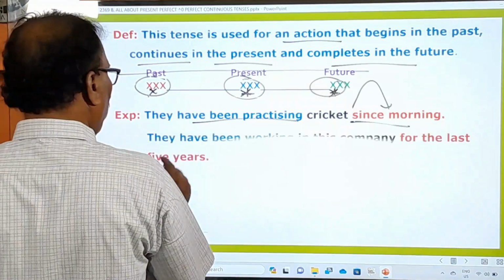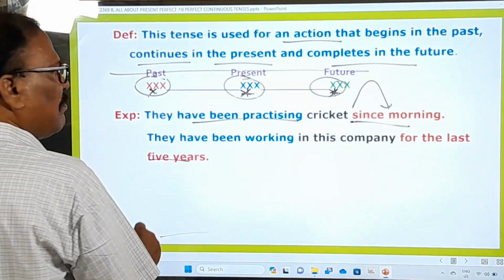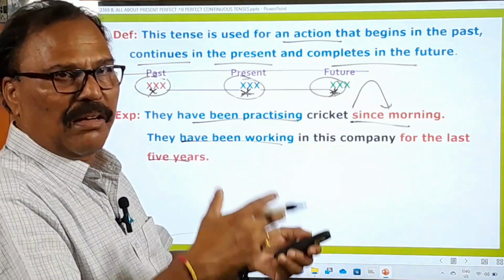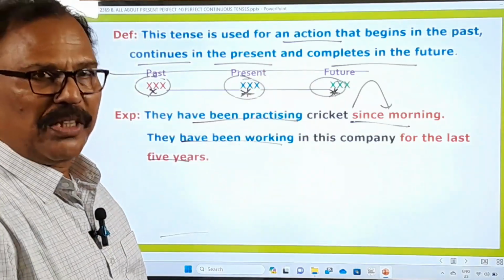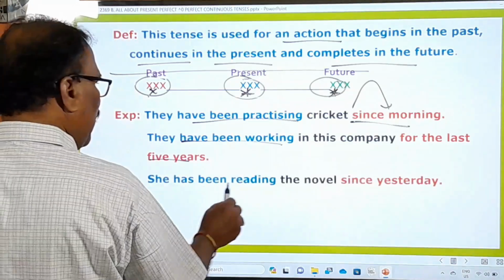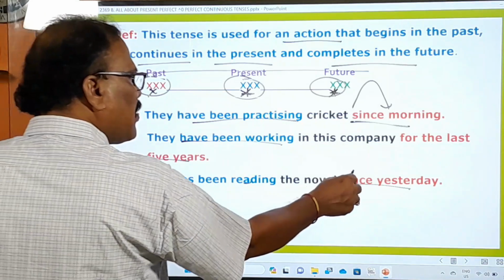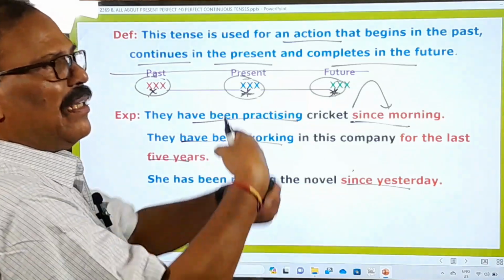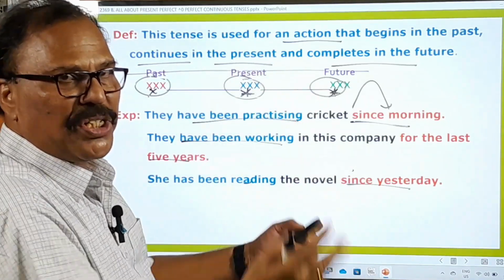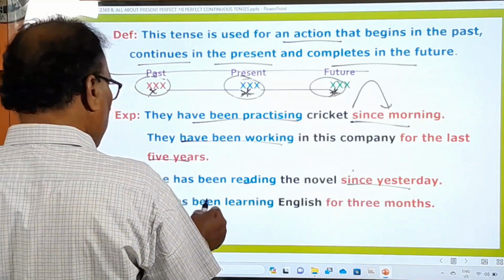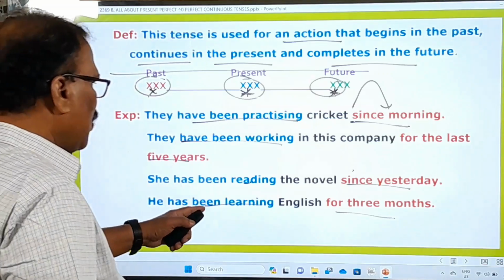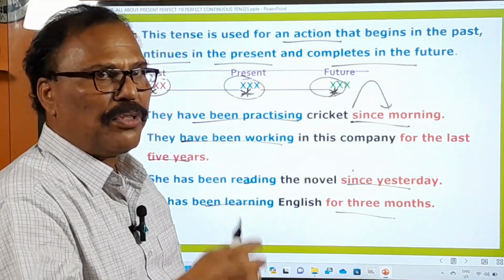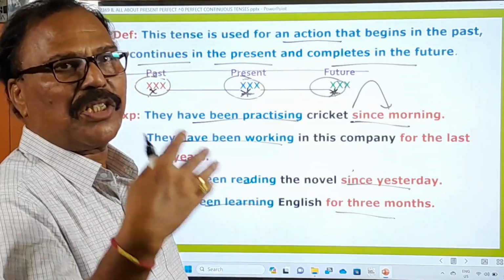That's the Telugu. They have been working in this company for the last 5 years. They started working in this company 5 years ago, and they are still working in this company, and in the future also they are going to work. And here, she has been reading the novel since yesterday. She started reading the novel yesterday and has been continuing since. Now also she is reading, and in the future how long she will read that novel and finish, we don't know. And the last example: he has been learning English for 3 months. He started learning English 3 months ago, and now at the moment he is learning English, and in the future how long he will learn English and complete that action, we don't know.